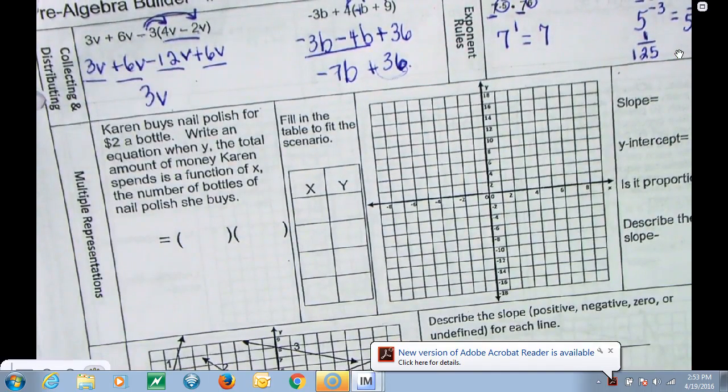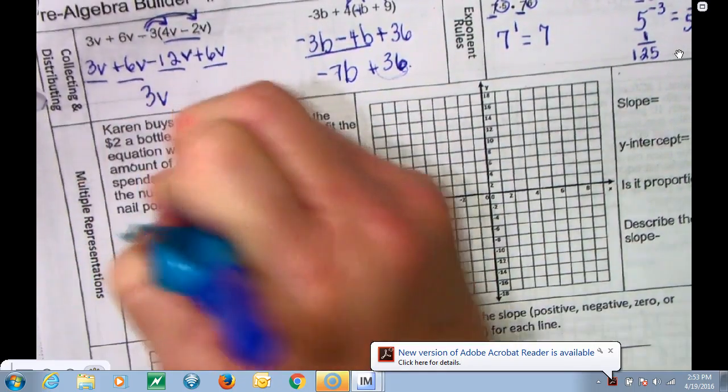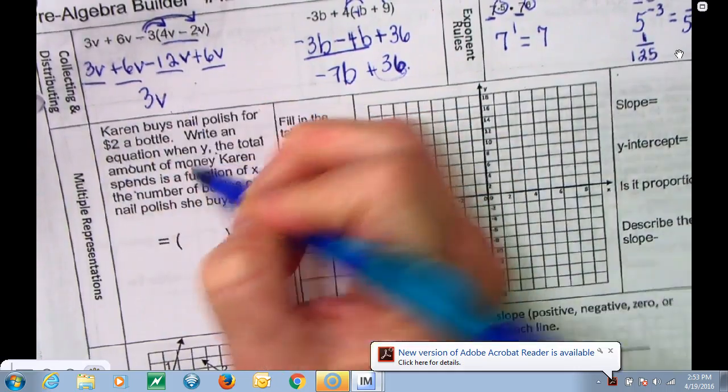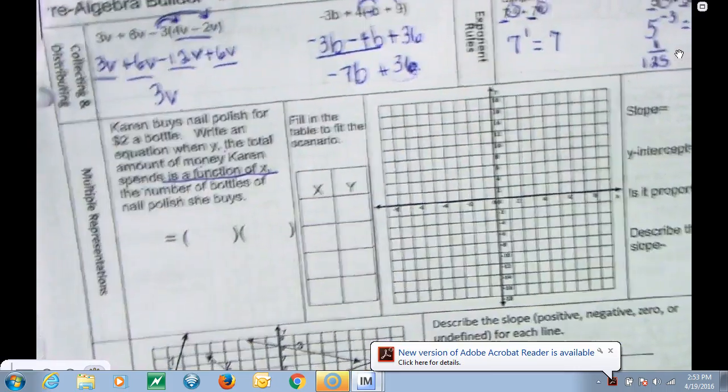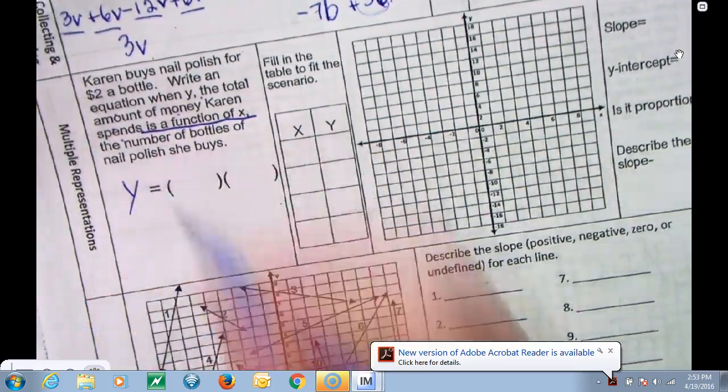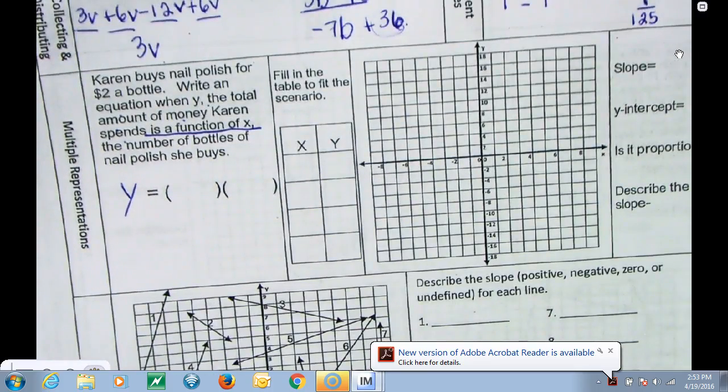Okay, it costs $2. Write an equation when y, the total amount of money Karen spends, is a function of x. Everybody underline is a function of x. That is a fancy way of saying when I have x bottles. What's the amount of money she's going to spend if she buys x number of bottles?